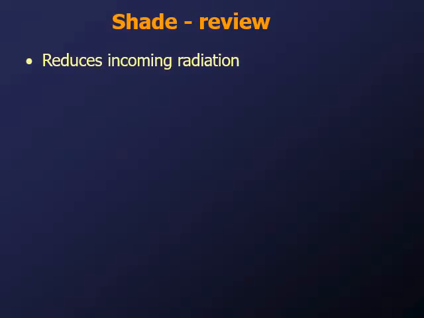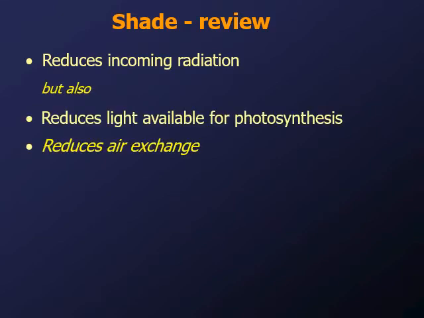So let's review shade a little bit, right? So it reduces incoming radiation. We talked about how in tropical climates where it's really hot, the shade is on the exterior. We talked about whitewash, and then it can also be inside the greenhouse. But one of the downsides is that shade also reduces light, right? So yeah, you block the light because you get less heat, but you have less available for photosynthesis. And then lastly, you get less air exchange.